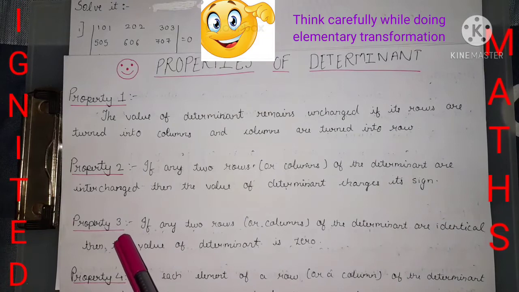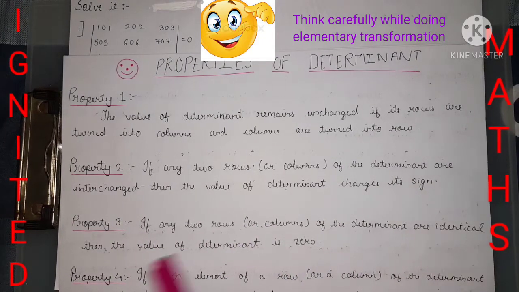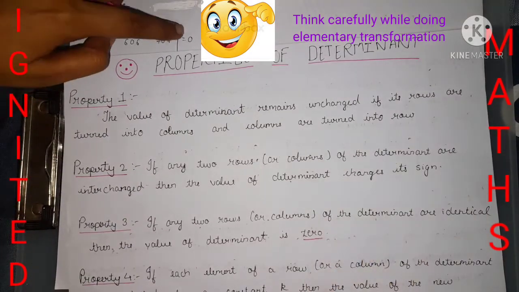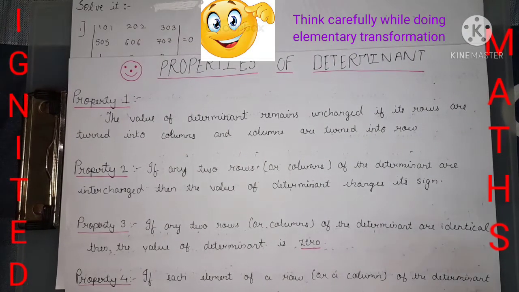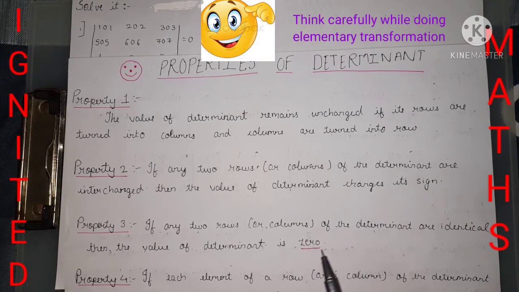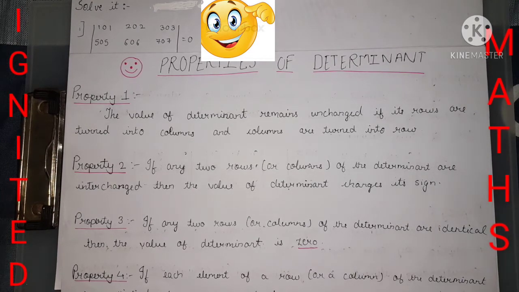But property 3 says that if any two rows or columns of the determinant are identical, then the value of the determinant is 0. See, the question also says that we need to get the value 0. Only one property says that if any two rows are identical, we get the determinant as 0. Identical is nothing but the same terms. If any two rows or any two columns have the same terms, then the value of the determinant will be 0. So we are going to use property 3.